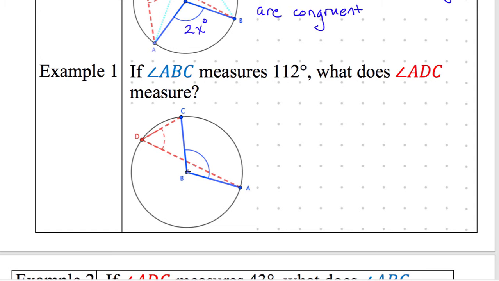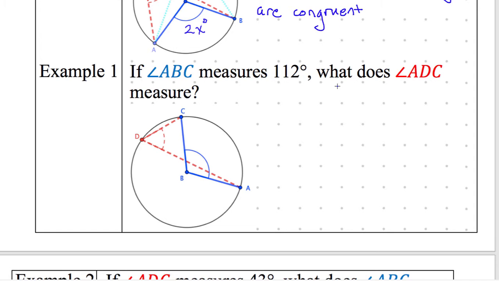Is there a quiet raised hand that wants to solve this one for us? The question is example 1. If ABC is 112, what does ADC equal? So I'm looking at this blue angle. I know what that blue angle is. I need to find this red angle. How am I going to do that?